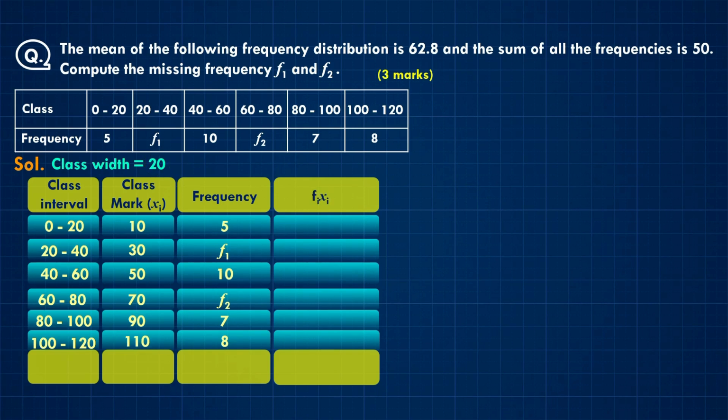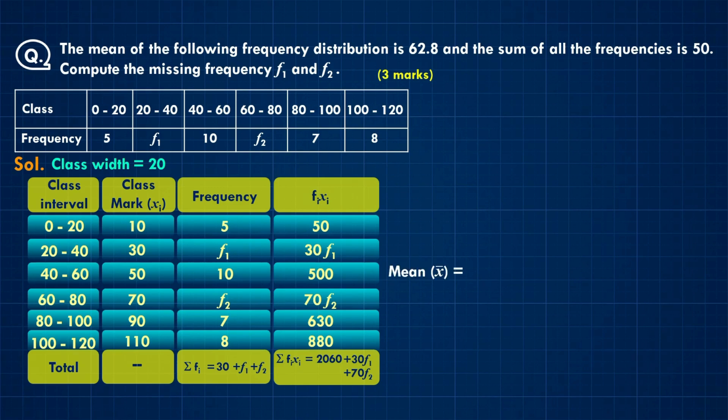Next we need to find the fi xi. So you just multiply the class mark with the frequency. In this way we are filling. Then finally we need to find the summation of fi. We have to add everything, so it is coming 30 plus f1 plus f2. Then we do the summation of fi xi. First we add the constant terms and then we keep the 30 f1 and 70 f2.